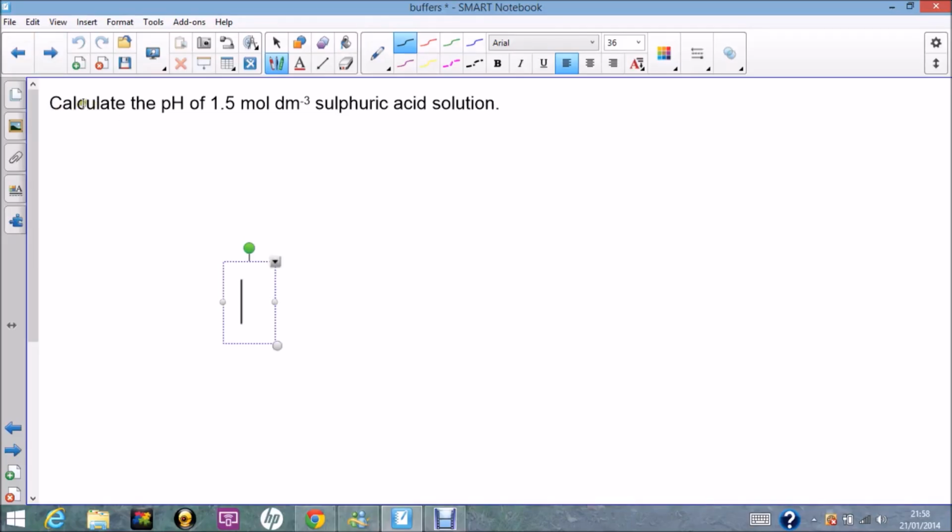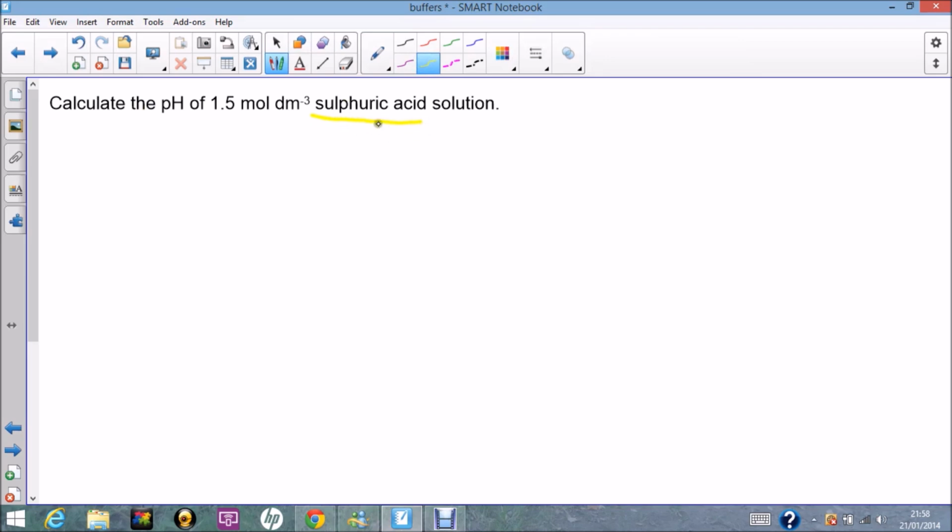In this example, we're calculating the pH of some sulfuric acid solution. Pause the video if you want to have a go before I tell you the answer. Okay, so things to notice. Sulfuric acid you should recognise as a strong acid, which means that we'll just be using minus log of H+.